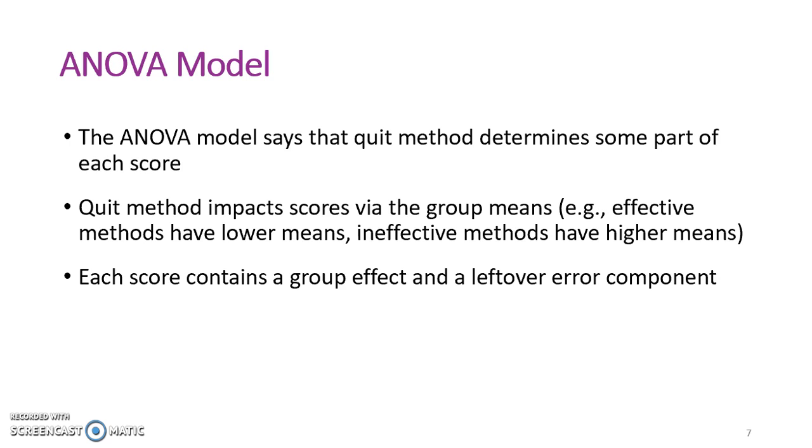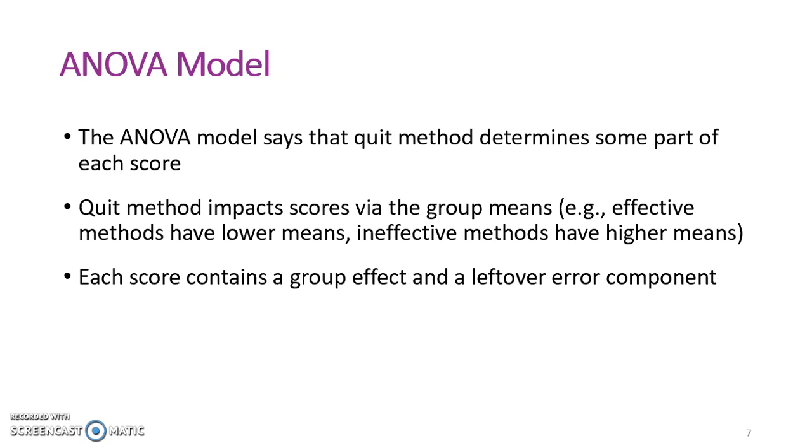So in the analysis of variance model, the results basically say that quit method determines some part of each score. And so the results from this model tell us whether quit method impacts the scores via the group means. Here we would think that effective methods would have lower means and ineffective methods would have higher means, right? Because ineffective methods are going to result in more cigarettes smoked per day on average. Effective methods are going to lower that number of cigarettes smoked per day.